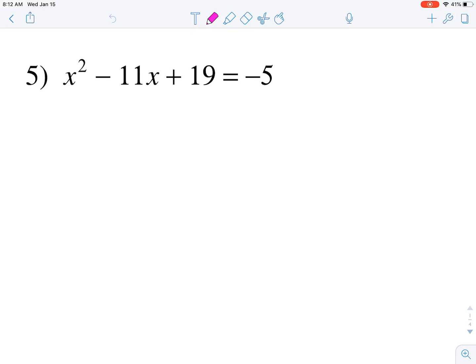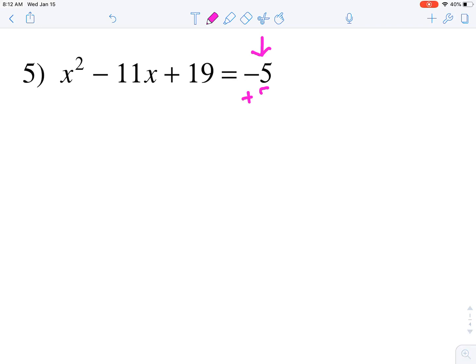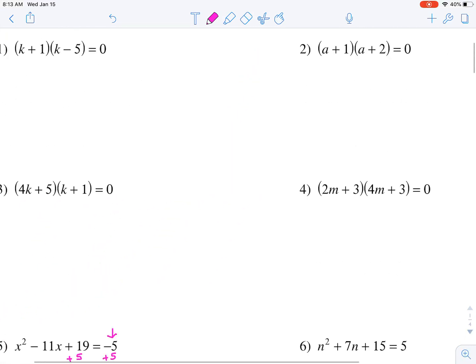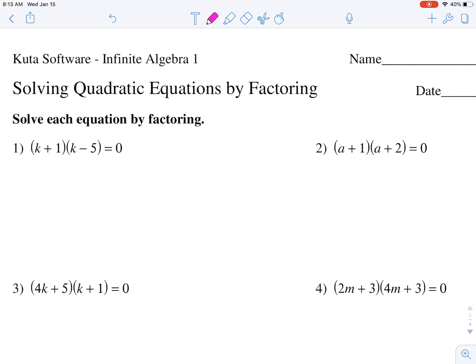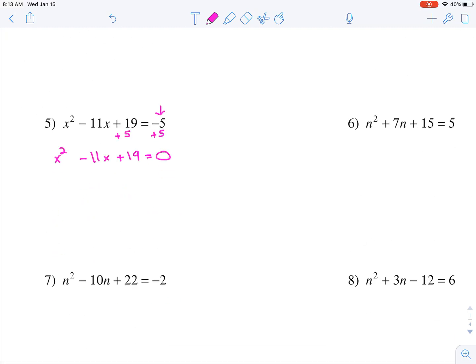Okay, so for all these techniques, we want 0 on one side of the equation. So this -5 right here has got to go, and I would do that by adding 5 to both sides. So now I have that 0 on the right, and that there is what I wanted. Okay, so it says solve by factoring.